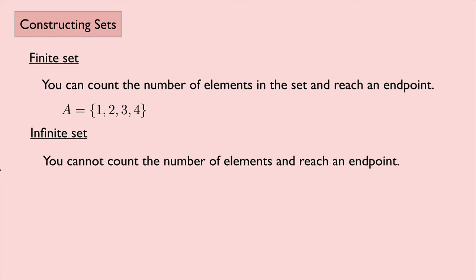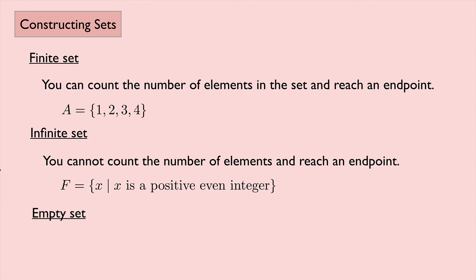An infinite set means you cannot count the number of elements and reach an endpoint. So for example, that set F that we had before, the set of all x such that x is a positive even integer, well, you can't count them and reach an endpoint. If we look at the elements in the set, remember that it was 2, 4, 6, 8, 10, and so on. It kept going and going and going forever and ever and ever. You would never reach an endpoint if you tried to count the number of elements in the set.